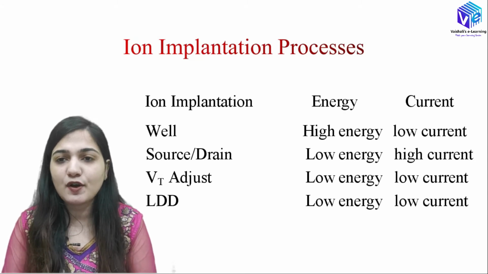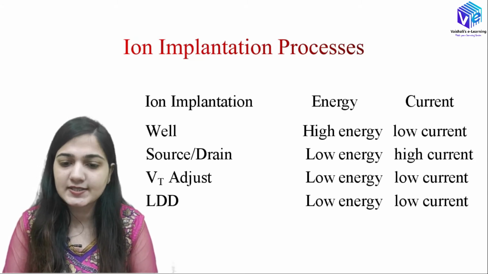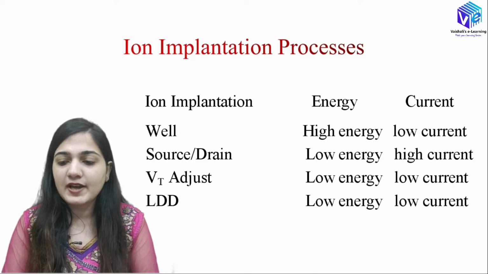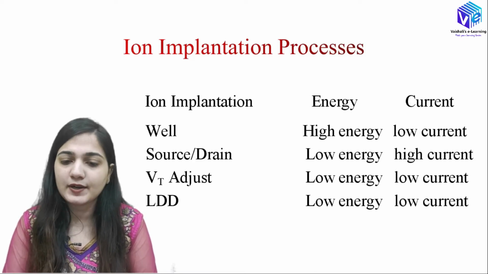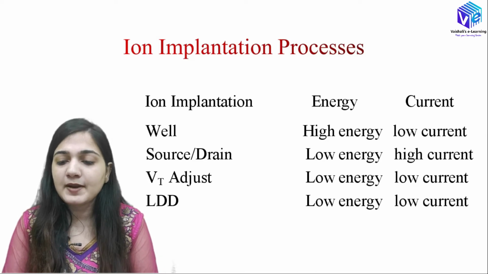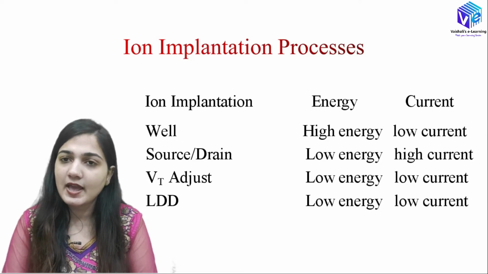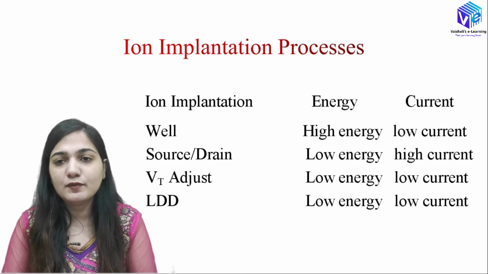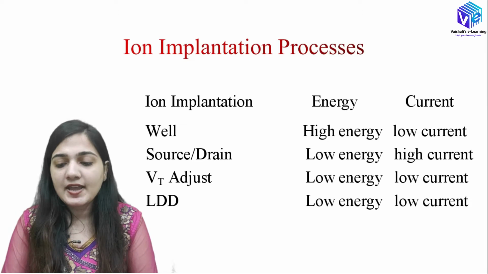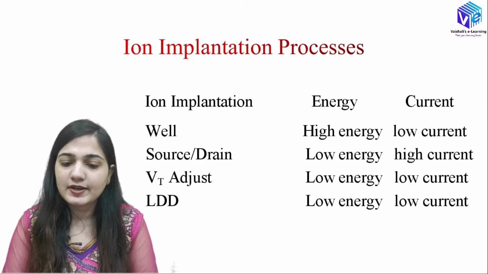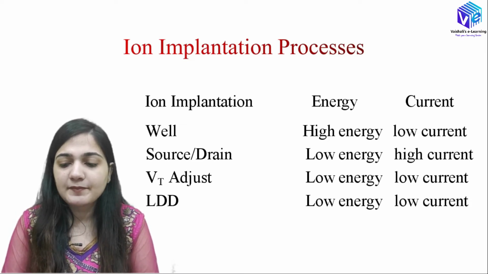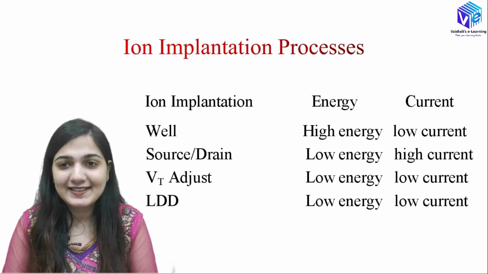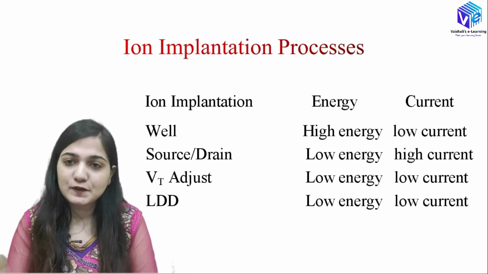So now this is the summary of all of the processes that we have discussed till now. In the well implantation we have high energy and low current. In the source or drain implantation we have low energy and high current. In the VT adjust implantation, or the threshold voltage adjust implantation, I am using low energy and low current. In the lightly doped drain implantation, again I am using low energy and low current. Okay, so all of these things are now clear. I hope your why is also clear now.